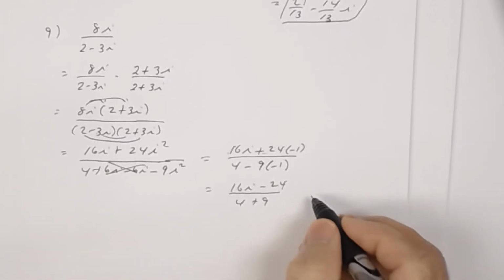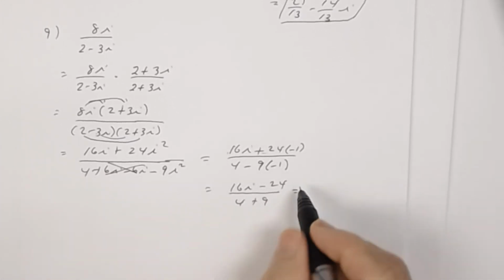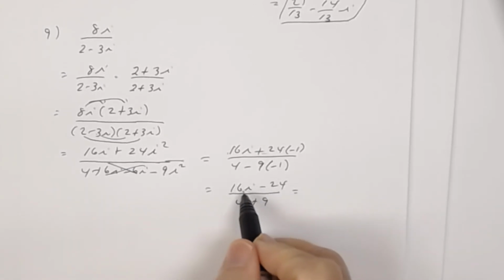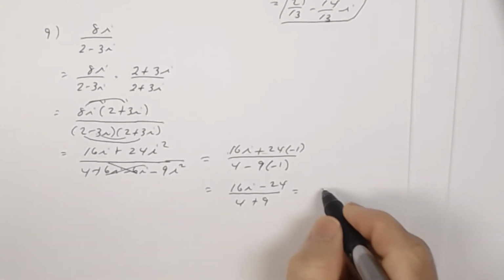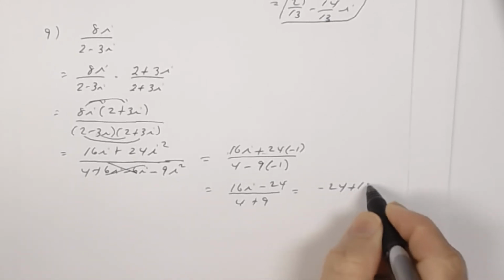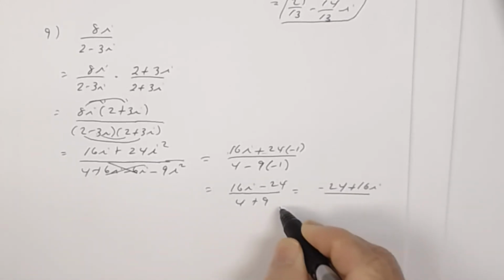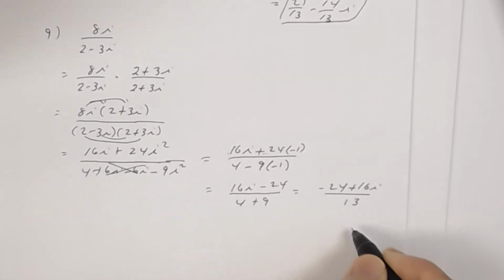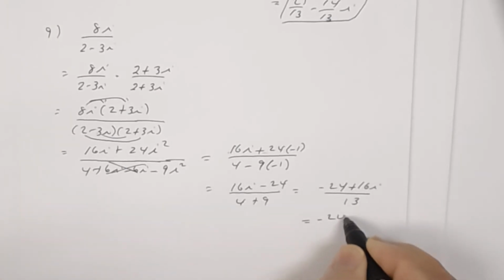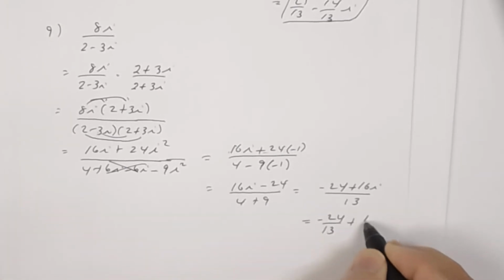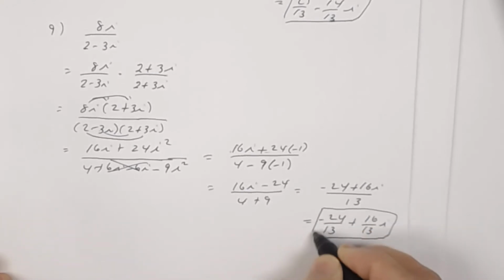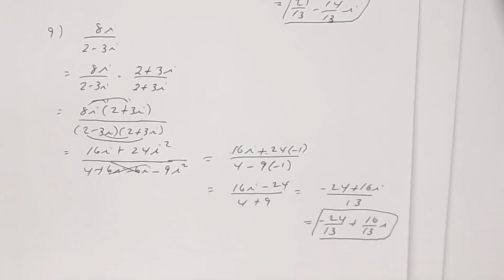And then let's go ahead and rewrite this better. Remember, you want to write the answer in standard form, so let's put the numerator in standard form. So I'm going to get negative 24 plus 16i divided by, and then 9 plus 4 is 13. And then let's go ahead and rewrite this in standard form. So I get negative 24 thirteenths plus 16 thirteenths i. And so that's the answer to number 9.